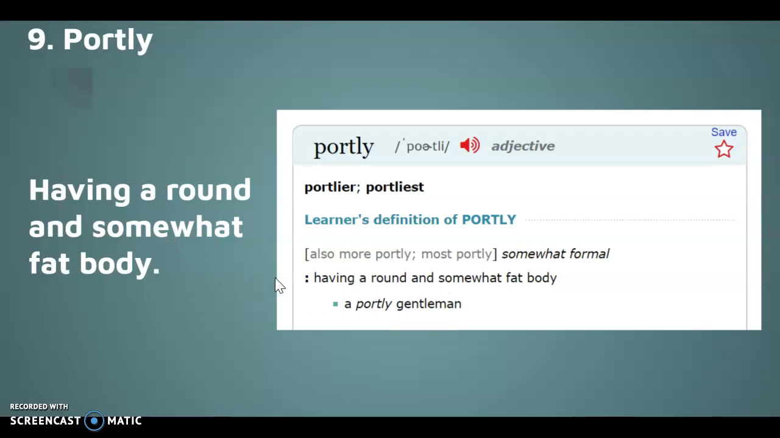And typically I've heard portly used as a description for men. I haven't really heard it used in describing women, but that's not to say it can't be used that way. So portly means a round, somewhat fat body. It's kind of a more formal way of saying fat.